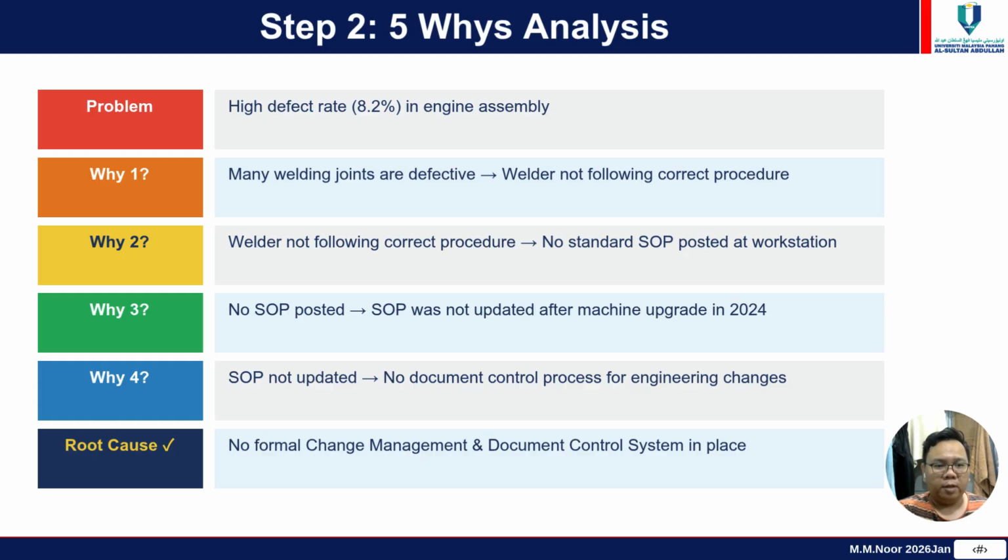The 5 whys analysis was used to identify the true root cause. By repeatedly asking why defects occurred, we discovered that the main issue was the absence of a formal change management and document control system. As a result, SOPs were not updated after machine upgrades, leading to inconsistent work practices.